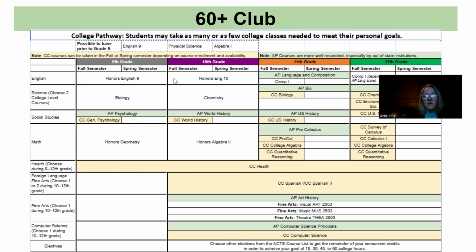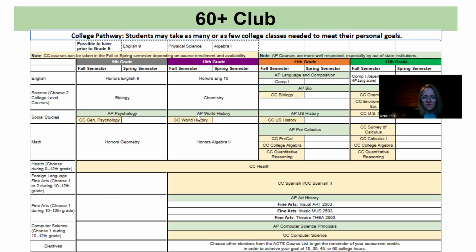We then would, if this student had taken Algebra 1 or Honors Algebra 1 in the eighth grade, they are ready for Honors Geometry. And then we move down into just taking regular classes like foreign language and whatnot there. If a student is successful in these in the ninth grade, then we start to ramp up the number of AP courses and/or concurrent credit courses.